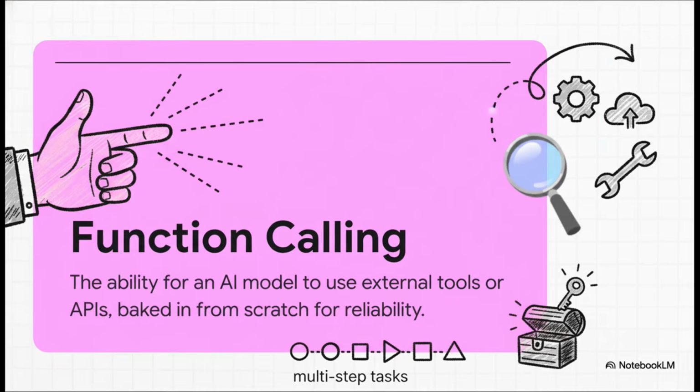So you might be hearing this term, function calling, a lot. What is it really? Well, think of it like giving your AI hands. It's the model's ability to reach out and use other tools, to connect to APIs and pull in data. In the past, you kind of had to trick a model into doing this with clever prompts. With Gemma 4, this skill is baked in from the ground up, which makes it way more reliable for building complex AI agents that can actually get stuff done.